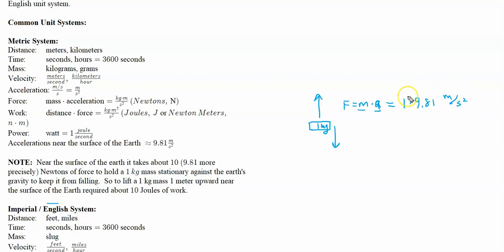Okay, and the 1 has units of kilograms there. So to keep it from falling and to hold it stationary near the surface of the Earth, you would have to exert a force of 9.81 newtons pushing upward, or approximately 10 newtons of force. So you take a 1 kilogram mass, you hold it stationary in your hand, you would have to exert a force of about 10 newtons to keep it from falling downward.